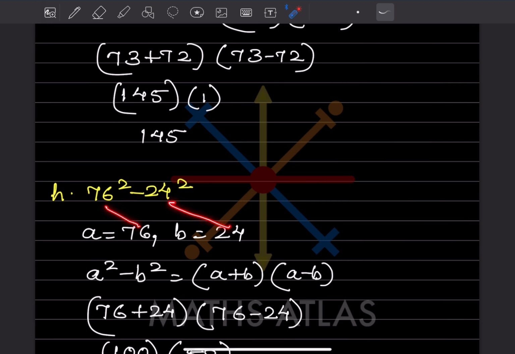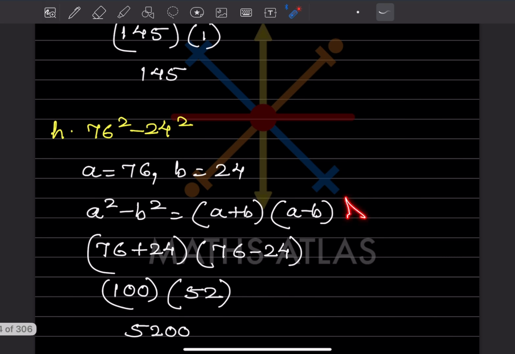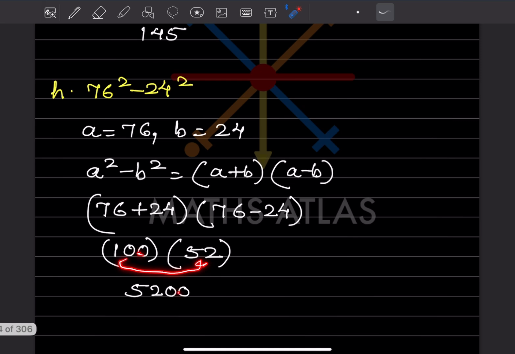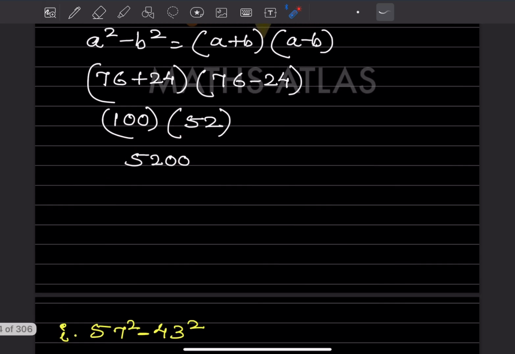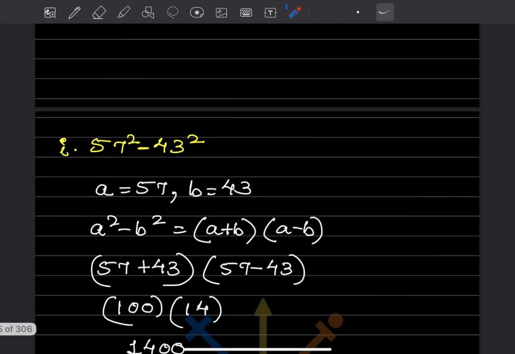Same here, 76, 24. Use this formula, plug in the values. So this should be 100 and this should be 52. So this will be 52 and 2 zeros, that will be 5200. Same here, the formula should be used. 57 plus 43, 57 minus 43, sorry. So this will be 100 and this will be 14. So 14 ones are 14 and 2 zeros.